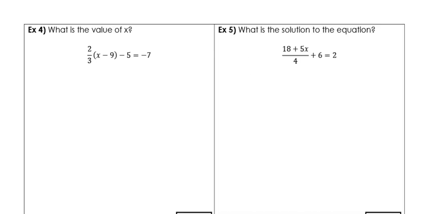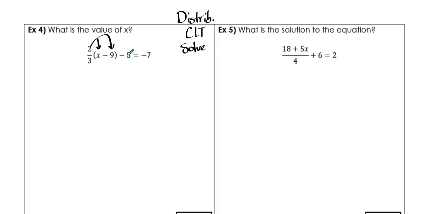All right, number 4, again, we have a fraction. It doesn't really change any of our steps. We want to distribute first, then combine like terms, then start solving. So I'm going to distribute first, 2/3 times x, 2/3 times -9.